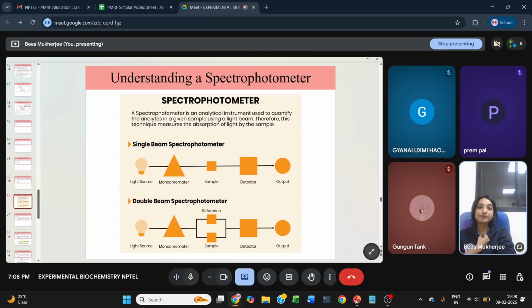Right. Now, spectrophotometers can be of two different types. One is single beam and the other one is double beam spectrophotometer. We saw previously that there was this reference cuvette and sample cuvette, and that is called a double beam spectrophotometer. The one in which light passes only through the sample is called the single beam spectrophotometer. The spectrophotometer helps in measuring the absorption of light by the sample.